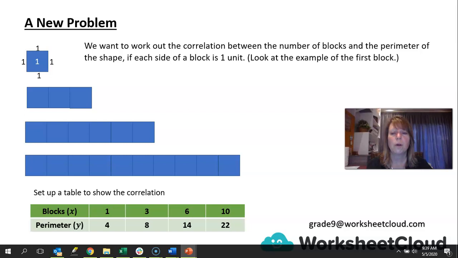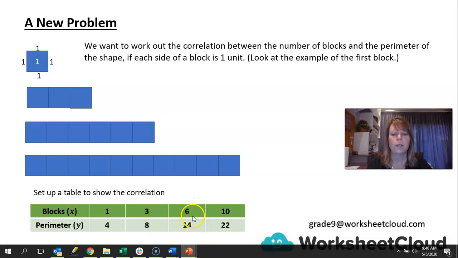The blocks, the number of blocks on the top, like that one, there's 1 blue block. That would be your X value. So the next one, there's 3 blue blocks, then 6 blue blocks, then 10 blue blocks. Okay? Then we would have to work out the perimeter. And remember, we can't count these ones because those ones are not part of the perimeter. The perimeter goes around the outside. You all know that. So, and each side is 1 unit. So for the second one, we've got 1, 2, 3, 4, 5, 6, 7, 8. Okay? The first one we had 4, so the first block is 4. The second one where 3 blocks are together, your perimeter is 8.